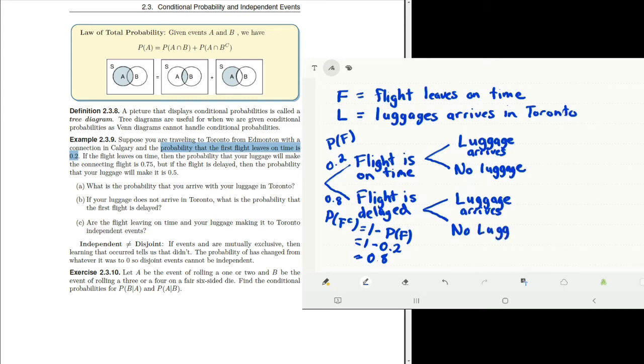And now let's write the probabilities for each of these events. So we're given that if the flight leaves on time, then the probability that your luggage will make the connecting flight is 0.75. So given that the flight is on time, so we're on the top branch, then the probability that the luggage will make the flight is 0.75. And note that this is a conditional probability, so that we can write this as P of L given F, which is equal to 0.75.